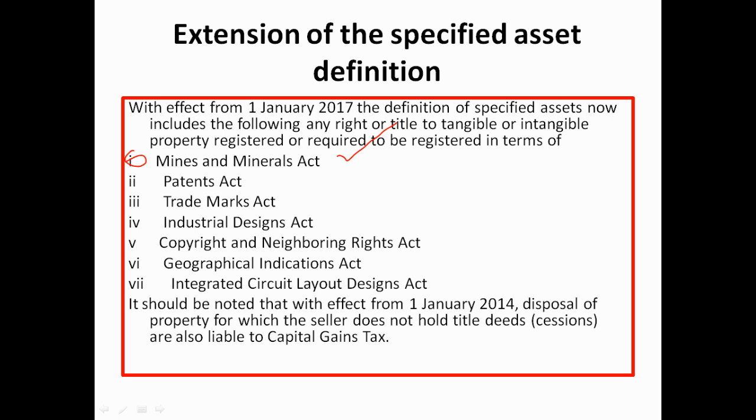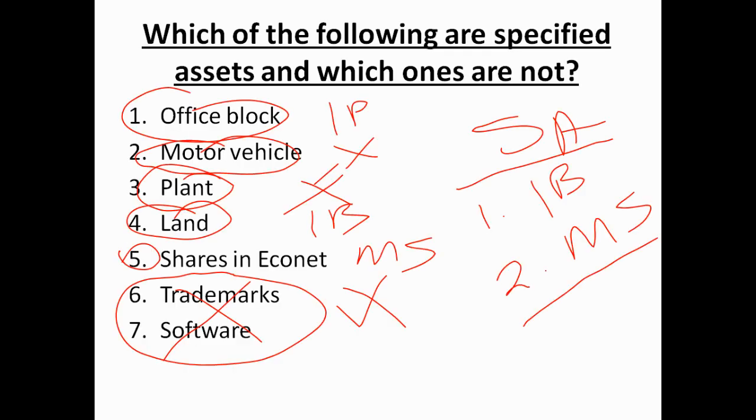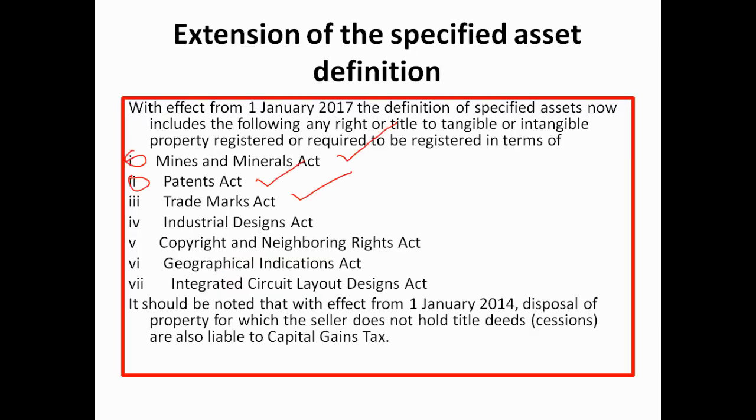Then the Patents Act, if a company has patents and it happens that it sells those patents, it leads to a capital gain because patents are required to be registered in terms of the Patents Act. The same applies to trademarks. So we go to this question, that means trademarks are specified assets.